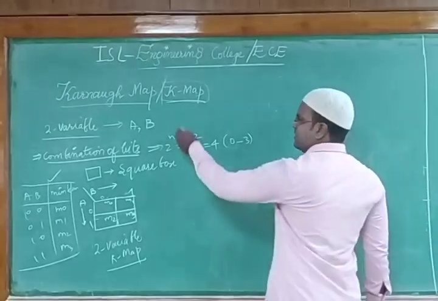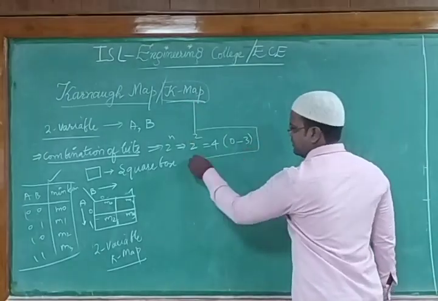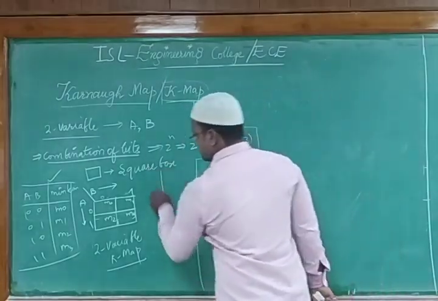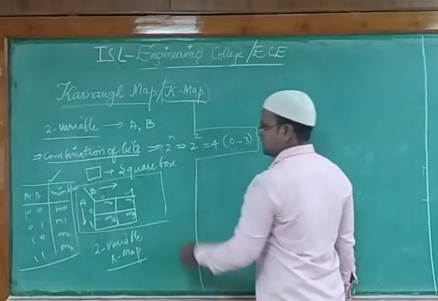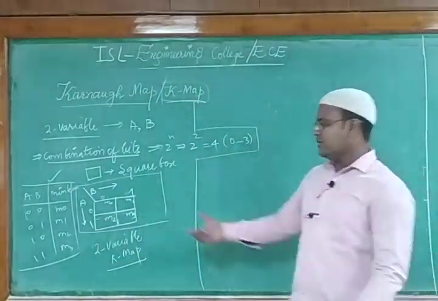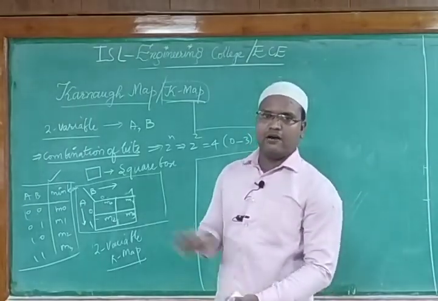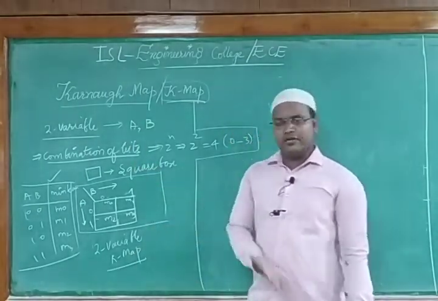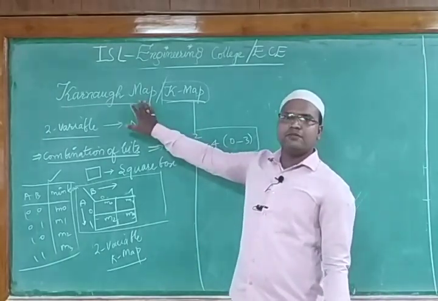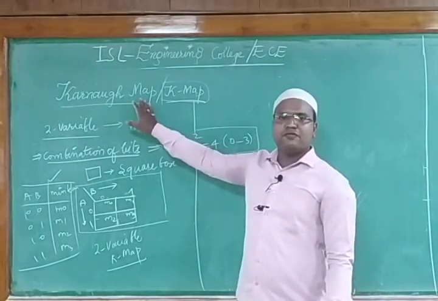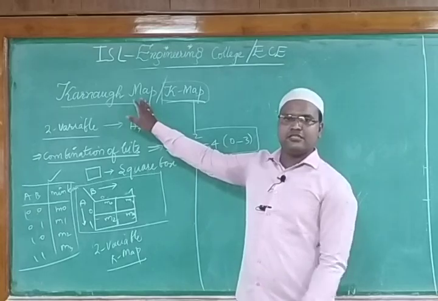So likewise, this we have designed for how many variables? 2 variables. This is the pictorial representation of that in square boxes. So what is the conclusion? After learning this, what do you know? You know that K-map is used for simplification of complex circuitry in digital systems.